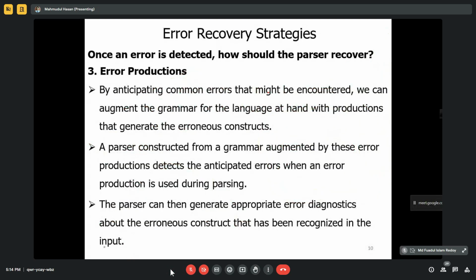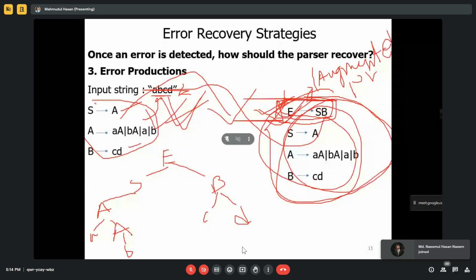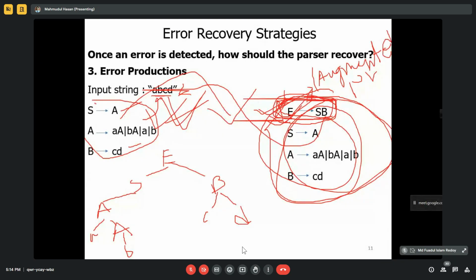Yes, sir. In the two examples here, the only difference is E goes to SB. What does E goes to SB mean? It is actually a production rule. If you add this production rule to your already existing grammar, then it will be able to generate this input, but previously it was not possible. If you modify your existing grammar with this one, it is possible to generate.